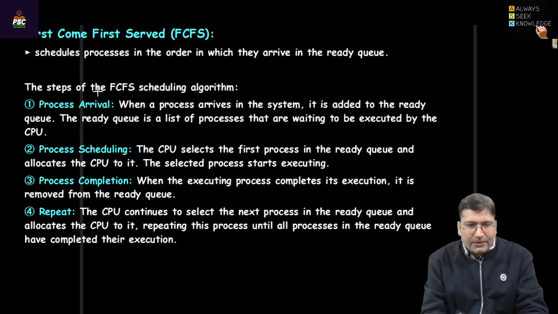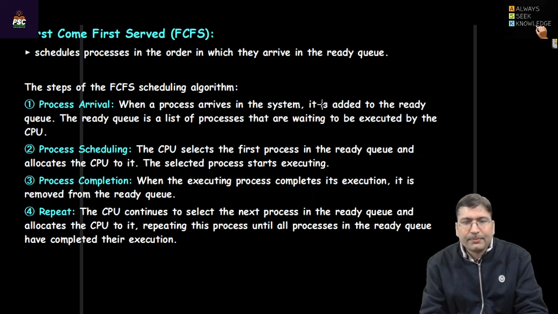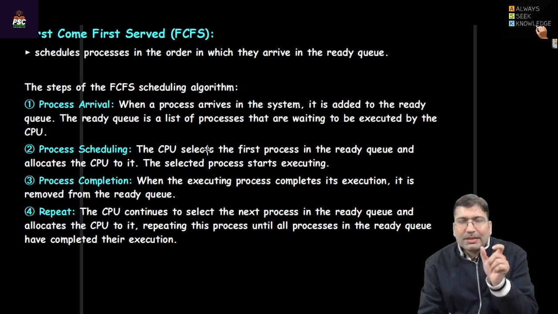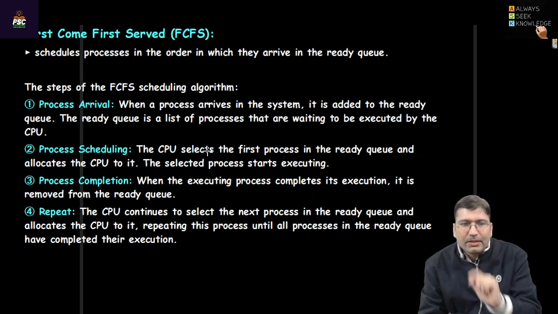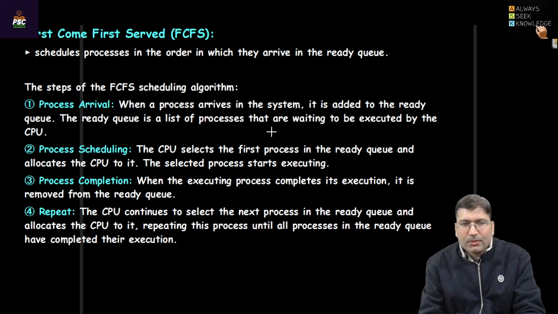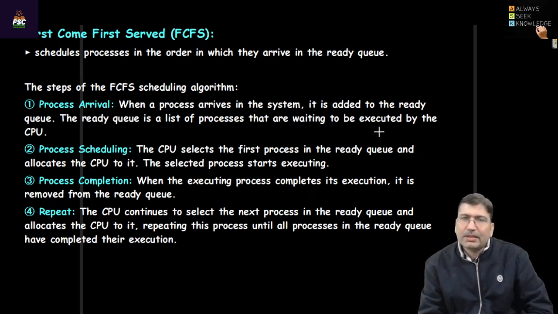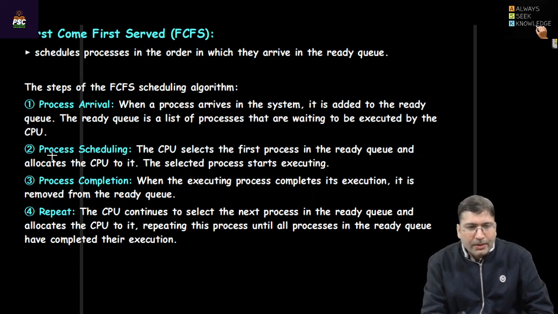So the very first step of the FCFS, or first come first serve algorithm, is that when the process arrives, it will be added to a ready queue. That moment we consider as arrival time, when the process arrives in the ready queue. The ready queue is a list of processes that are waiting to be executed. So they are waiting for CPU control to be switched, right?